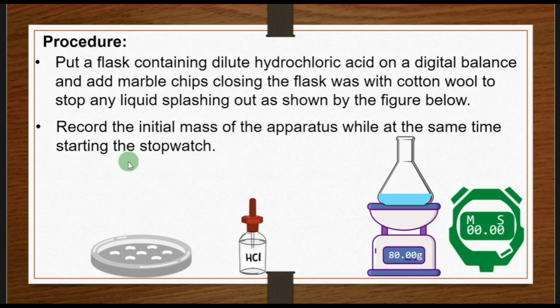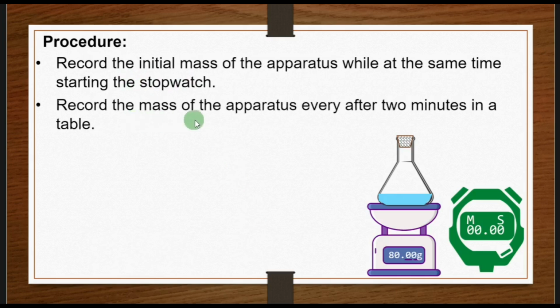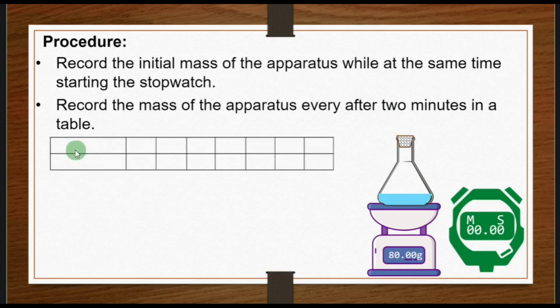Now what we are going to do is record the initial mass, which is 80, while at the same time we'll start the time. So here time must be started, then from there we close with the cotton wool. Then we are going to record the mass of the apparatus after 2 minutes in a table. The mass of the apparatus here is the conical flask together with the hydrochloric acid and the marble chip. So get the table, put it here. Then in one of these columns we'll put time in minutes, then here mass in grams.